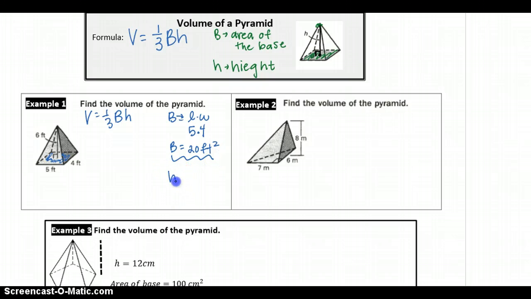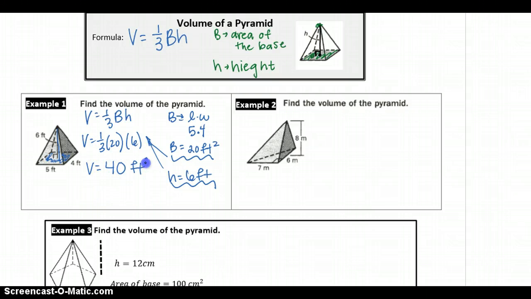The height of our pyramid is given to us here as 6 feet. So we just need to plug both of these into our formula. So we have V equals 1/3. For capital B, we'll plug in 20. And for H, we'll plug in 6. Whenever we multiply all of this out, we will get 40 feet cubed. Again, we're dealing with volume, so our units are cubed.